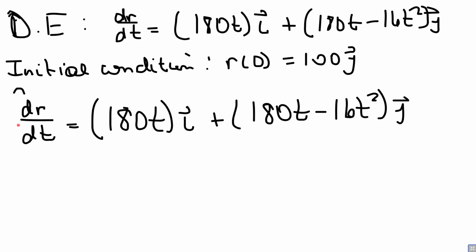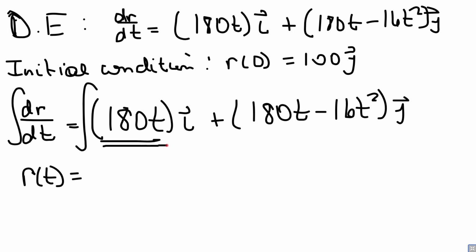All right, and what we're going to do is to integrate each side. If we integrate the left, it becomes the equation r of t. If we integrate this first term, we're basically going to end up with 90t squared plus c in the i direction.